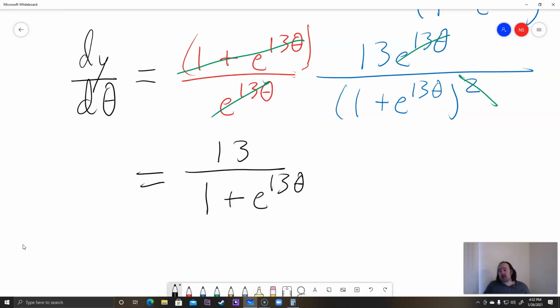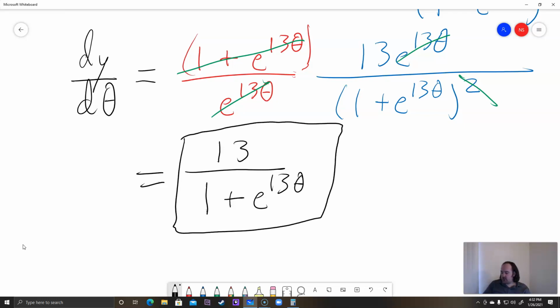So that's a pretty tough problem, just because it involves so many steps. But that's about as hard as it gets on your homework. Okay, cool.